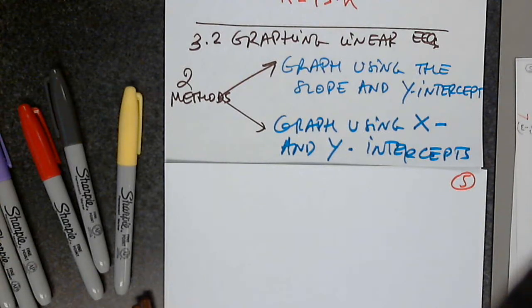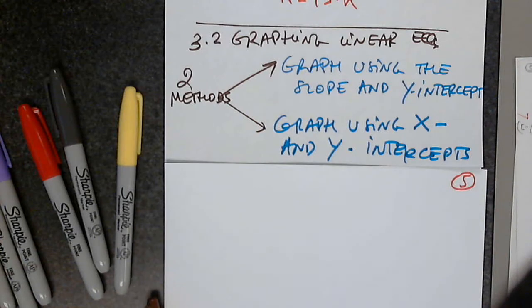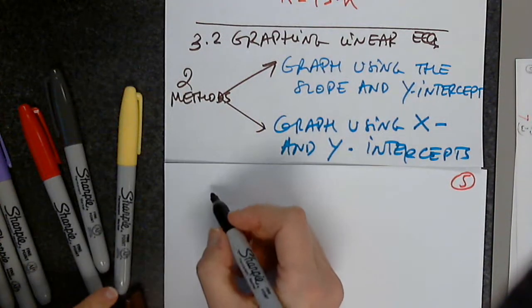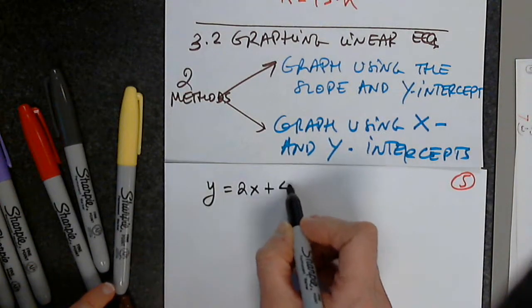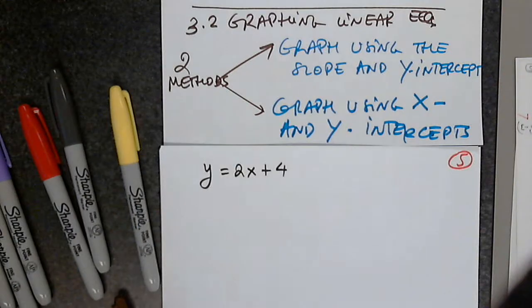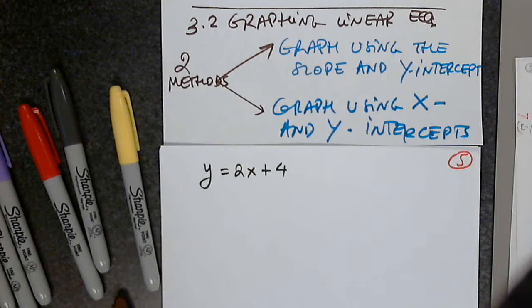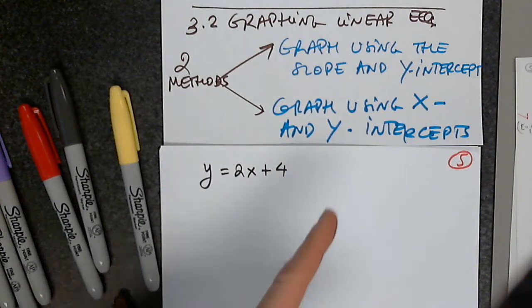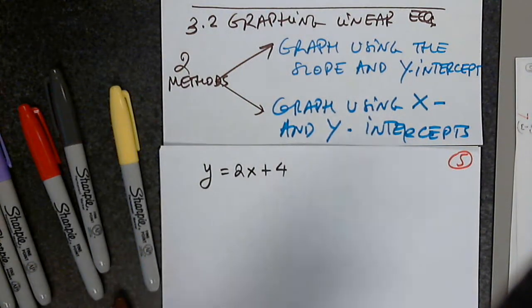Can anyone create a linear equation for us that we will graph using both methods? Okay, I will. So let's say y equals 2x plus 4. I'm going to start with graphing using x and y intercepts. And you will see in a moment, when I give you the second example, you will understand why it's so important to be able to find the x and y intercepts. And this is not as powerful as this one is.